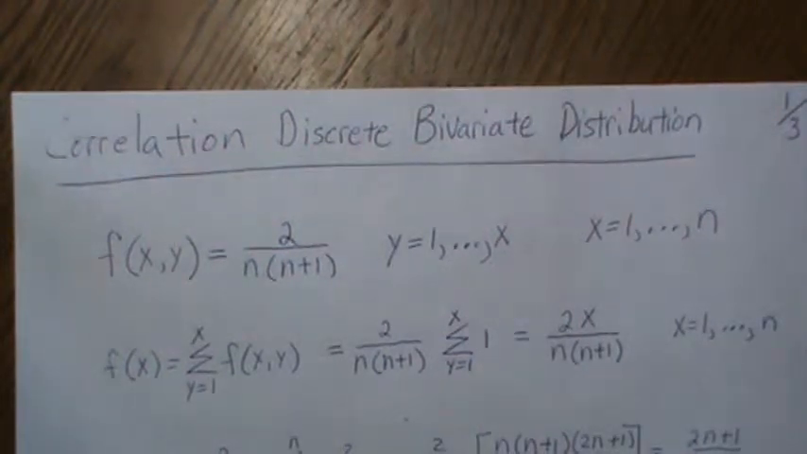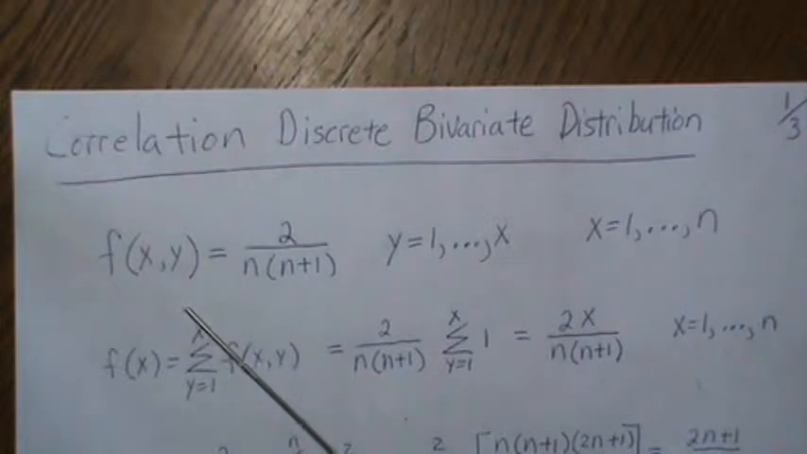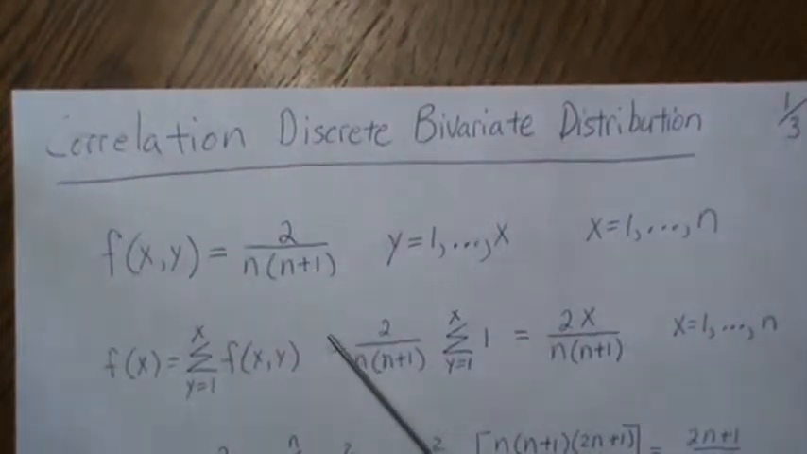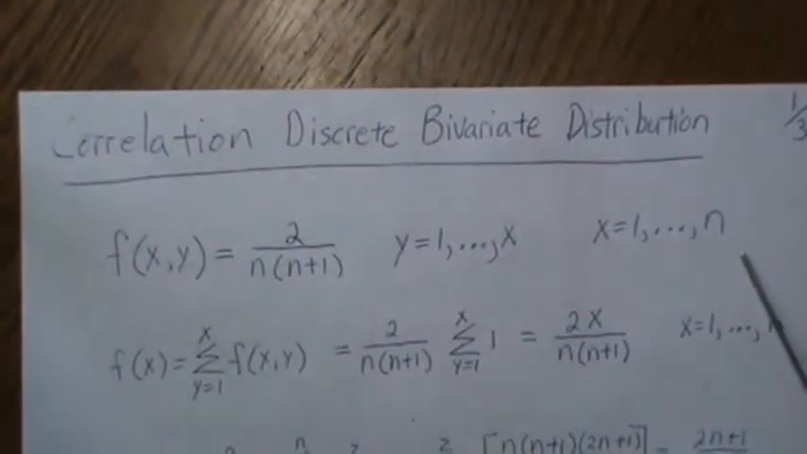Hello, in this video we're going to derive the correlation of a discrete bivariate distribution, and this is the distribution function. It's f of x, y is equal to 2 over n times n plus 1, where y goes from 1 to x and x goes from 1 to n.